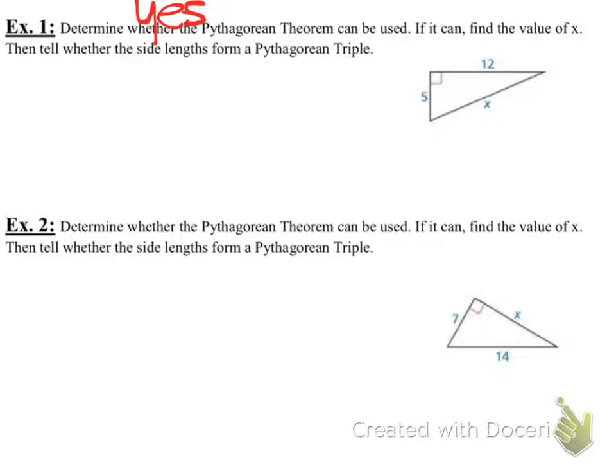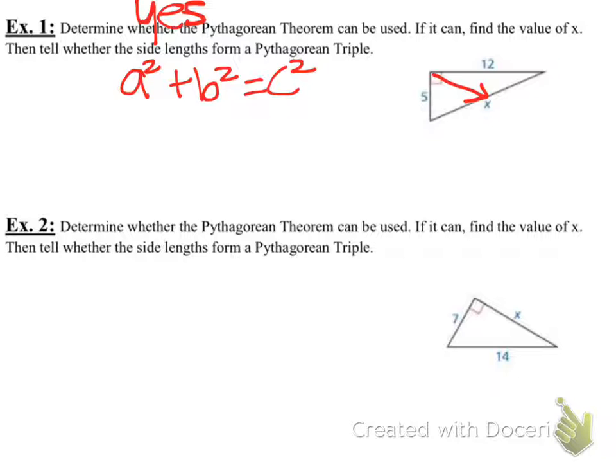yes. If it can, find the value of x. So the most important part, again, is determining which side is C. So it's the side across from the right angle. Always. It's always the longest side. And in this one, it's clear that the missing side is our longest side. So that's fine as well, but for some shorter triangles or ones that seem to have more even sides in length, then this is important to know.